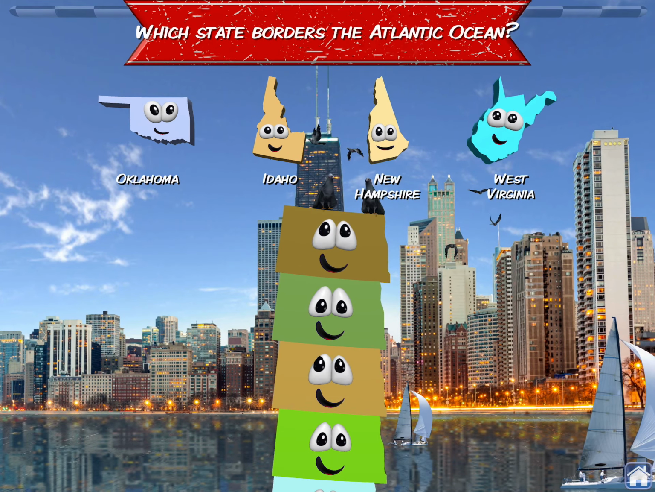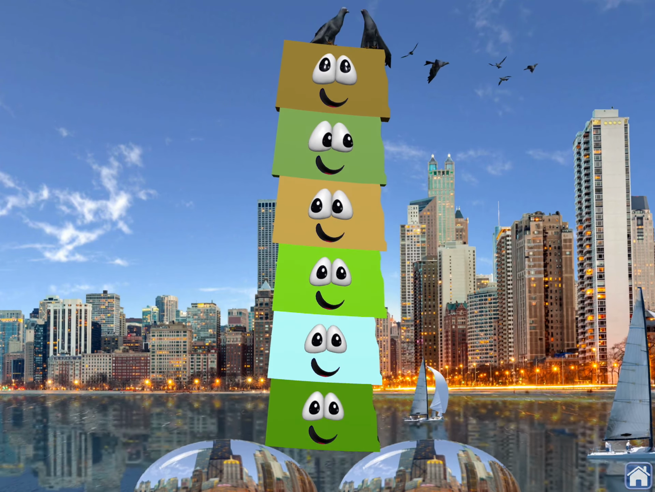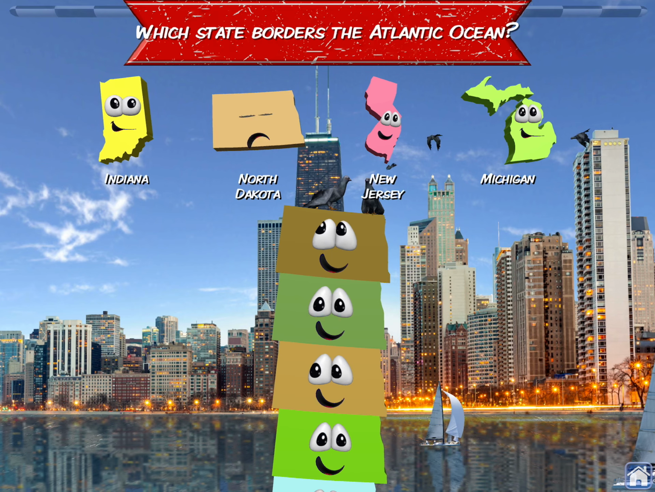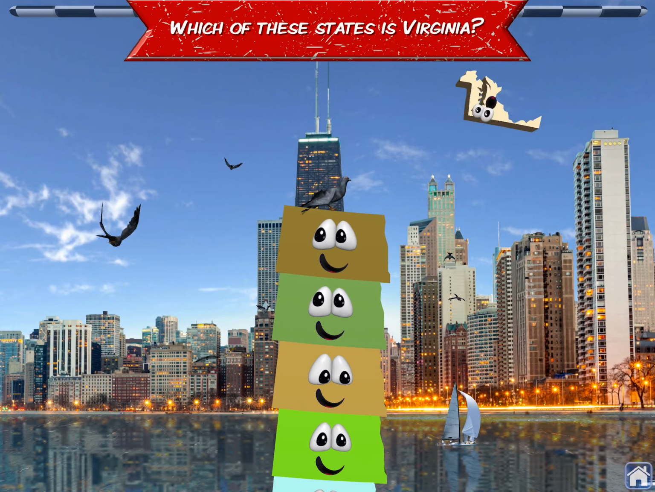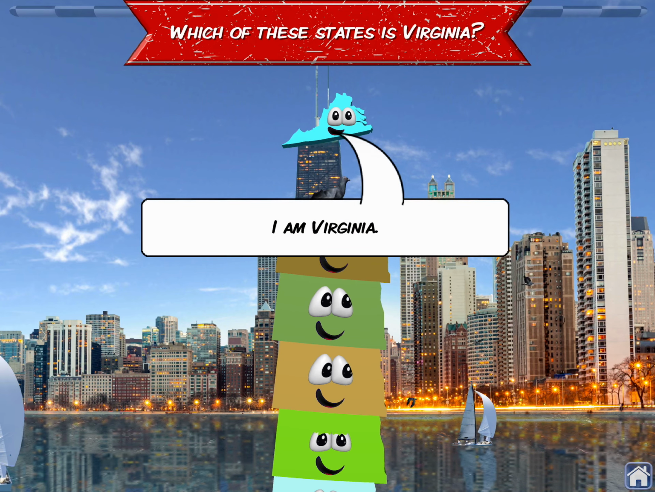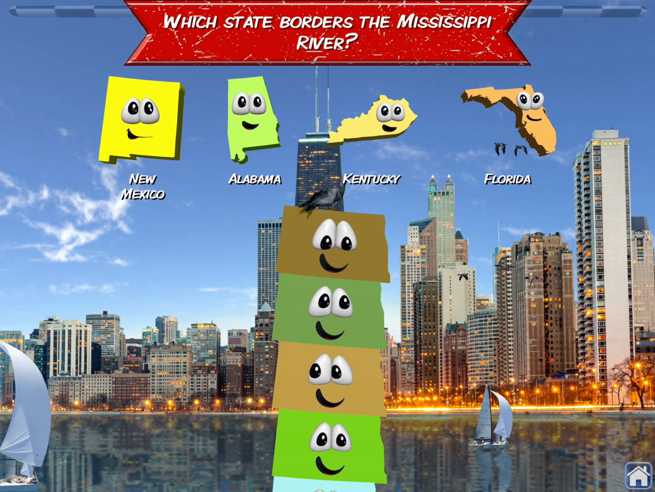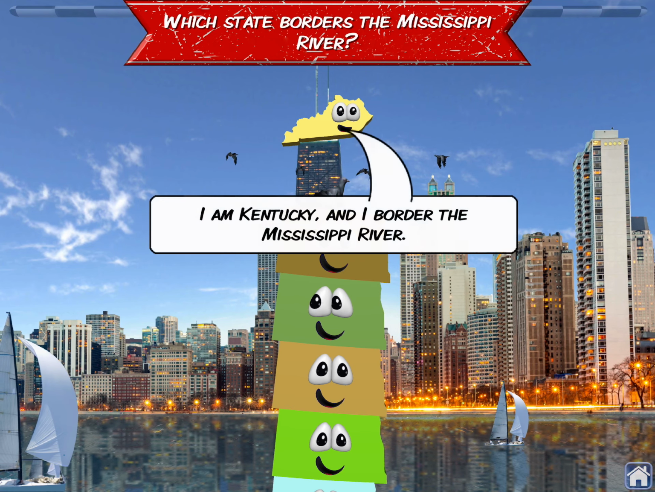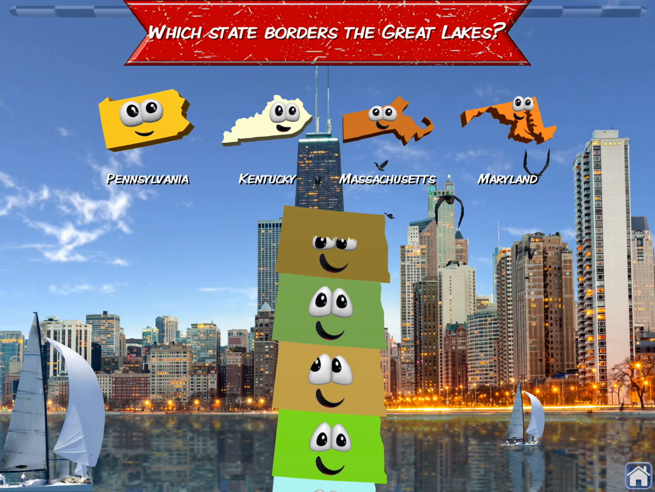Which state borders the Atlantic Ocean? Oklahoma, New Hampshire. Which state borders the Atlantic Ocean? Indiana, North Dakota, New Jersey. Which of these states? I am Virginia. Which state borders the Mississippi River? New Mexico. Alabama. I am Kentucky and I border the Mississippi River. Which state borders the Great Lakes? Pennsylvania.